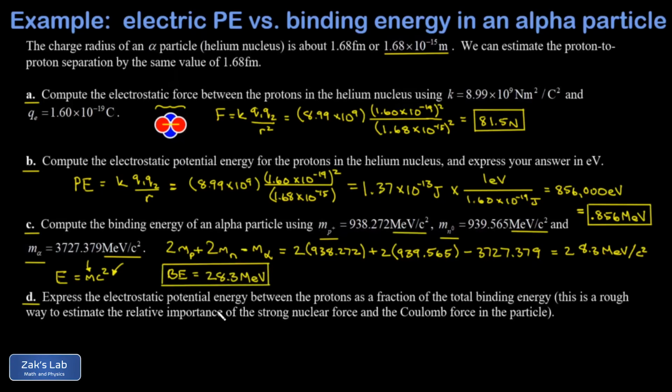Finally, in part D, we want to take a look at how weak the Coulomb force is compared to the strong nuclear force by just expressing the electrostatic potential energy as a fraction of the total binding energy. So that positive potential energy due to the Coulomb force was 0.856 MeV. But the decrease in potential energy as this nucleus came together, that's the binding energy. That's 28.3 MeV. And when I run the numbers on this, I get about 3%. And this just gives you a qualitative sense for how much stronger the nuclear force is than the Coulomb force. What's going on with the Coulomb force is only accounting for 3% of the energy considerations in this nucleus.